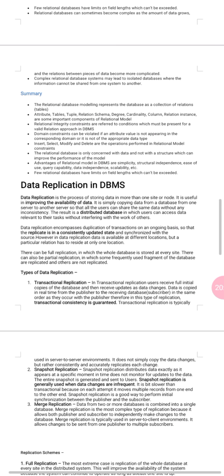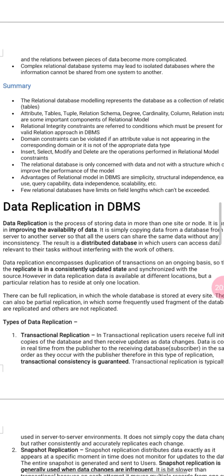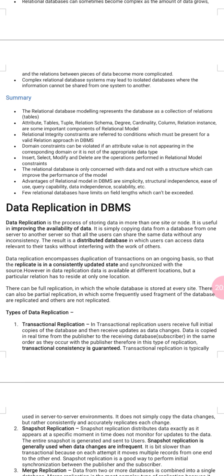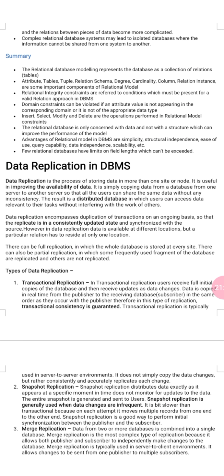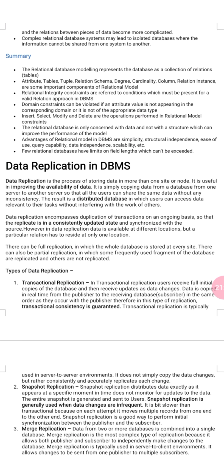Here is the summary. We studied what the relational model is, what the different operations are, their advantages and disadvantages. Relational database modeling represents the database as a collection of relations like tables. Second, attribute, tuple, relation schema, degree, cardinality, column, and relation instance are some important components of the relational model.